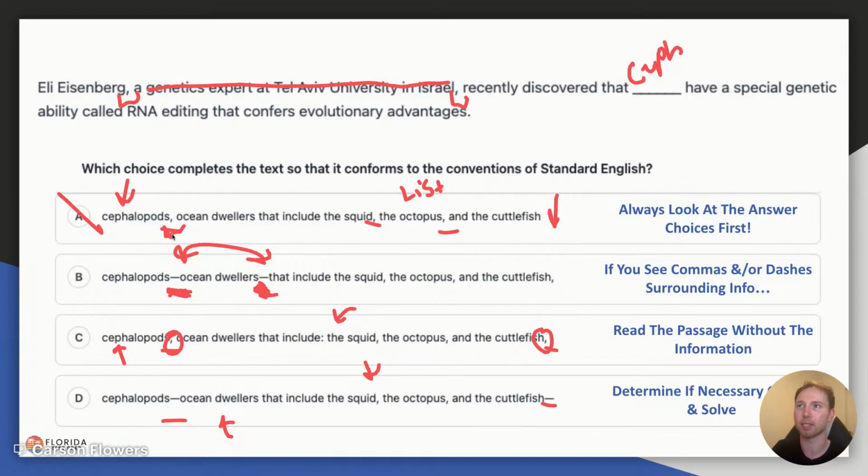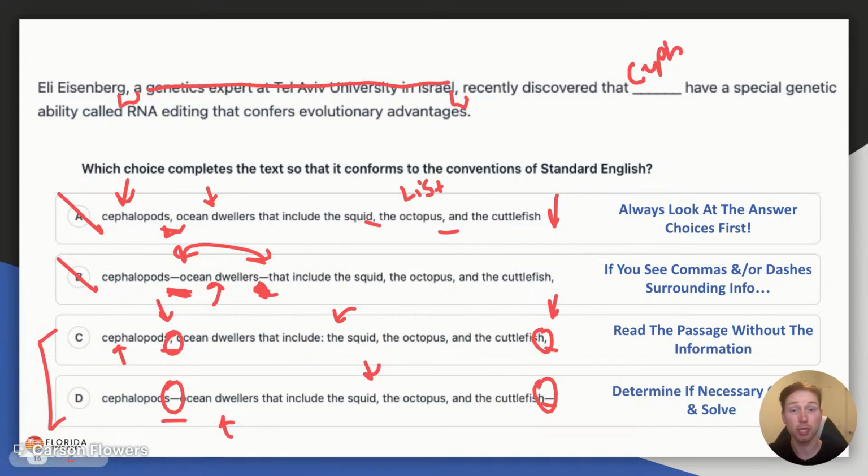So I know it's not going to be A, because A doesn't surround this part with punctuation. I know it's not B, because it only surrounds "ocean dwellers" with punctuation. So it has to be C or D. But what's unusual is both surround the same part with punctuation. Here we have two commas, here we have two dashes. So in this case, I can see that the difference between C and D is going to be the fact that there's a colon right here. But what I know about colons is that a full sentence must come before the colon. So therefore, "ocean dwellers that include," is that a full sentence? "Ocean dwellers that include"? No. So actually C is wrong because it's using a colon incorrectly. So D must be the correct answer for this question.